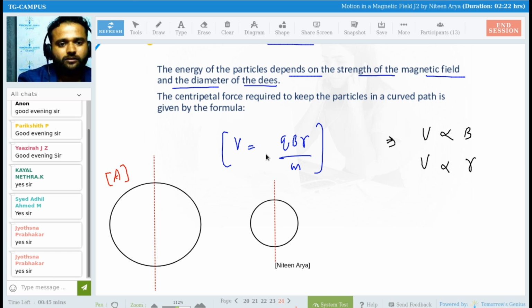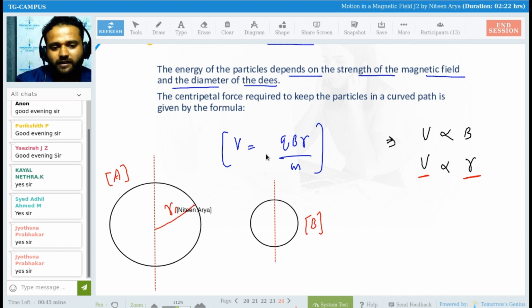Obviously cyclotron A has more radius as compared to cyclotron B. So obviously the particle has more velocity because it is directly proportional to the radius. Clear? And what is radius? This is your radius, RA, and this is your radius, RB.